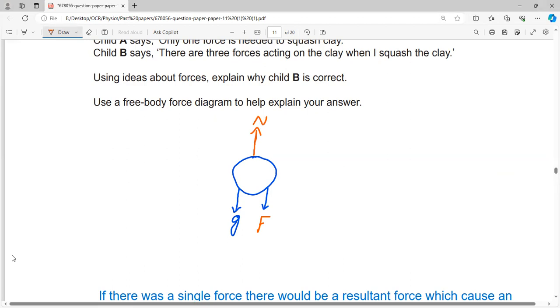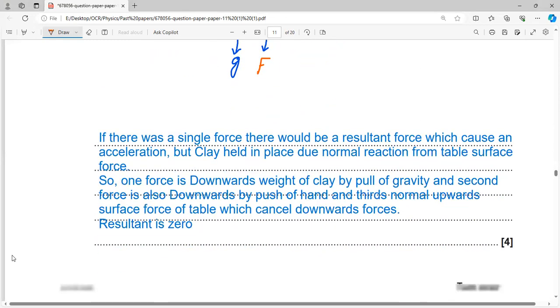So which is going to apply upward in direction, that is the surface of the table. So overall, the resultant force will be what? That is equal to 0. So the resultant force will be 0. Why? Because the clay will stay on its position. It will not move. So here we can explain this point.